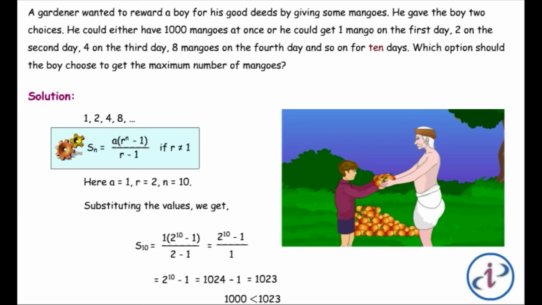So, the boy could choose the second choice. That is, he could get 1 mango on the first day, 2 mangoes on second day, 4 mangoes on third day, and so on.